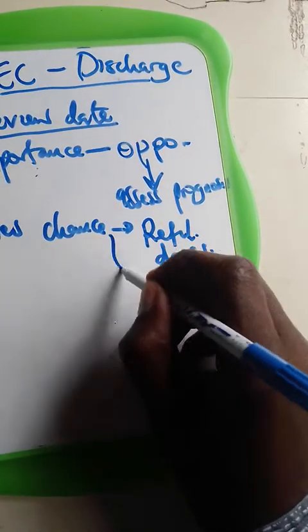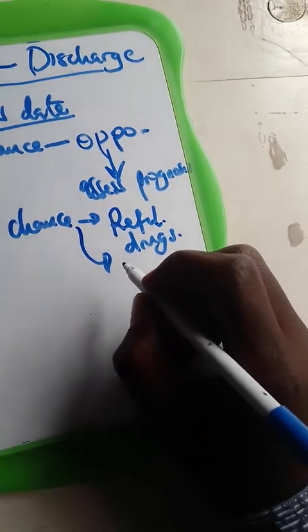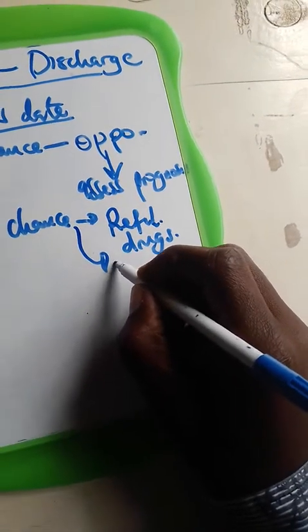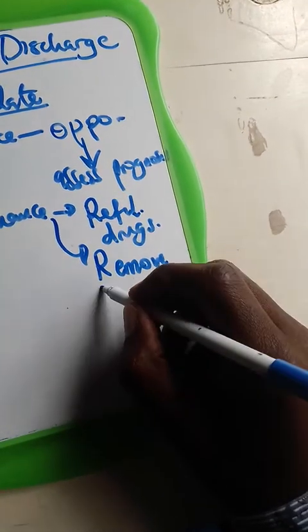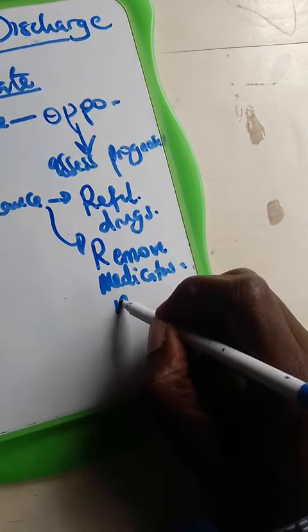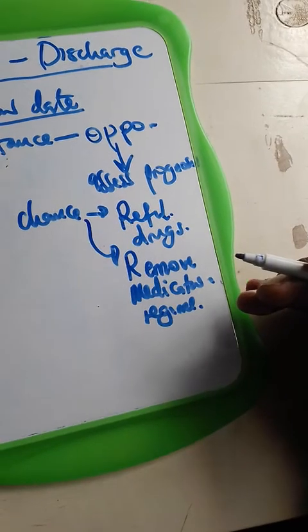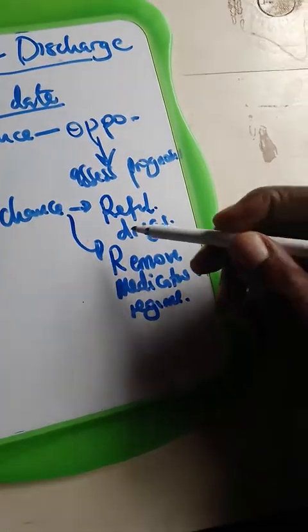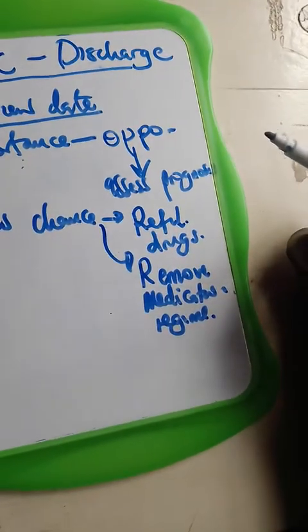Another point under give them chance would be to give them chance also to replace or to remove medication from the regime. So the doctor will say, okay, maybe these drugs are too many, so let's remove some drugs. So it will give them chance to remove some drugs. So this is why review date is important.